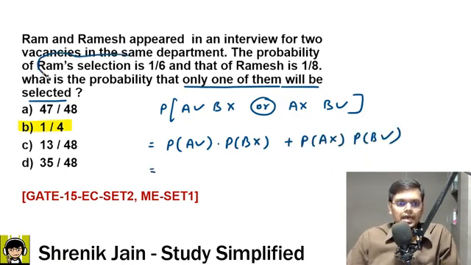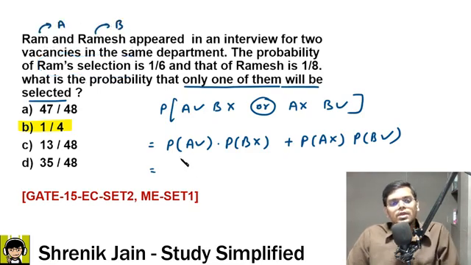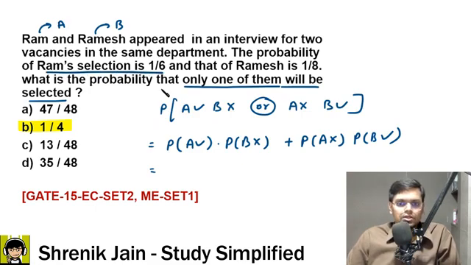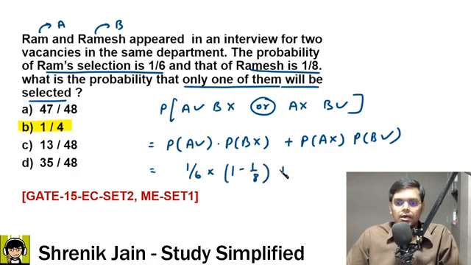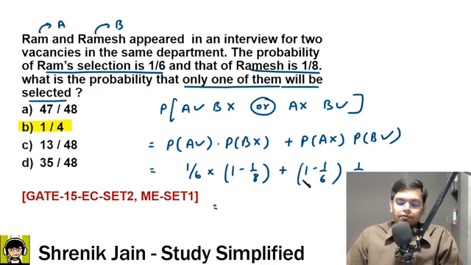Probability of A's selection, let me say Ram as A and Ramesh as B. So probability of A's selection is 1 by 6 and probability of B's selection is 1 by 8. So B not selected would be 1 minus 1 by 8, plus probability of A's not selection, 1 minus 1 by 6, into probability of B's selection, 1 by 8. Simplify: 1 by 6 into 7 by 8 plus 5 by 6 into 1 by 8, and finally you will get 1 by 4 as the answer.